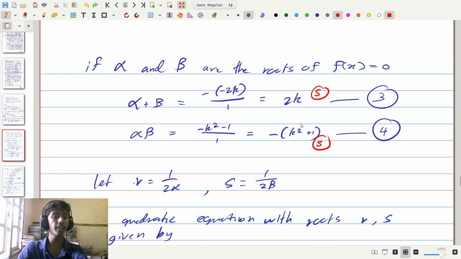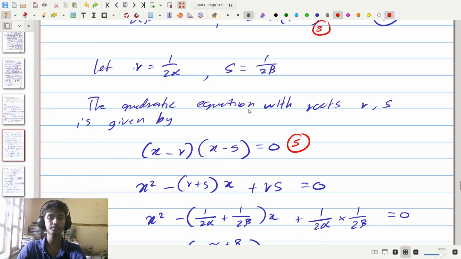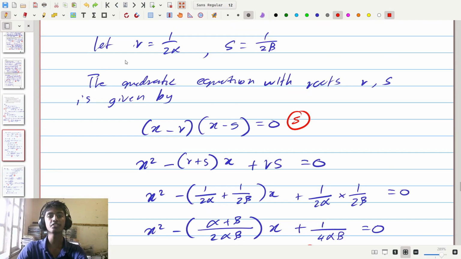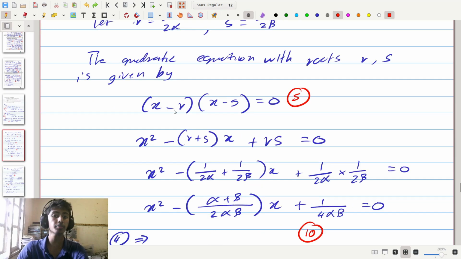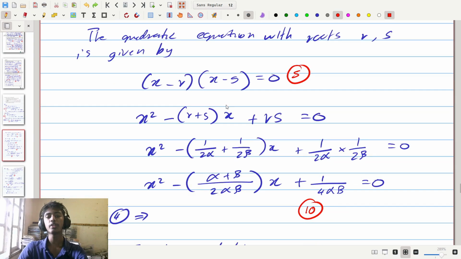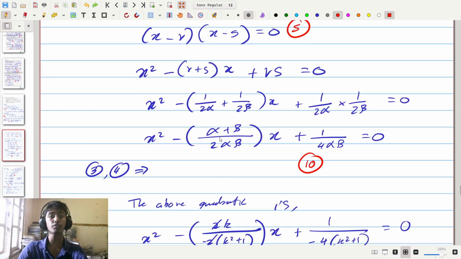Then, when you consider alpha and beta and write down alpha plus beta and alpha times beta, you're going to get 5 marks for alpha plus beta and 5 marks for alpha times beta. After that, when you consider r and s and write down the quadratic equation with roots r and s as x minus r times x minus s equals 0, you're going to get 5 marks. When you then simplify that and write it in terms of alpha plus beta and alpha times beta, you're going to get about 10 marks.